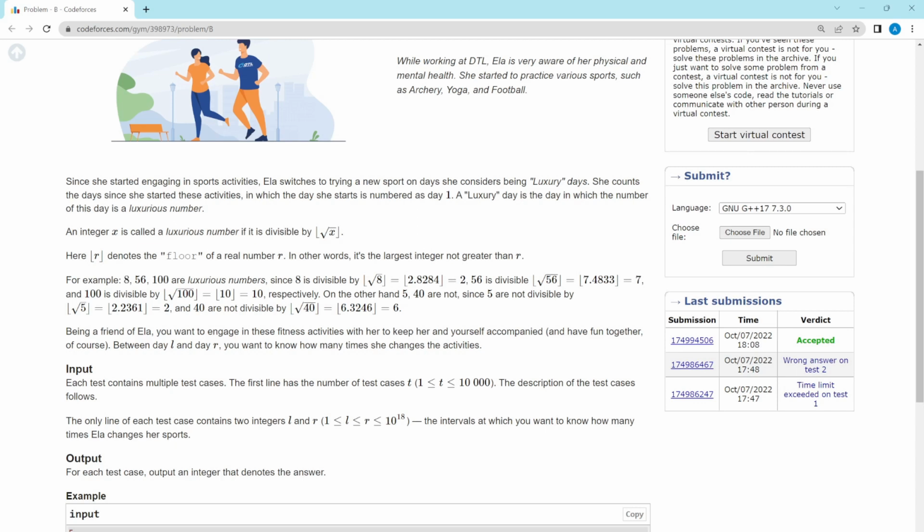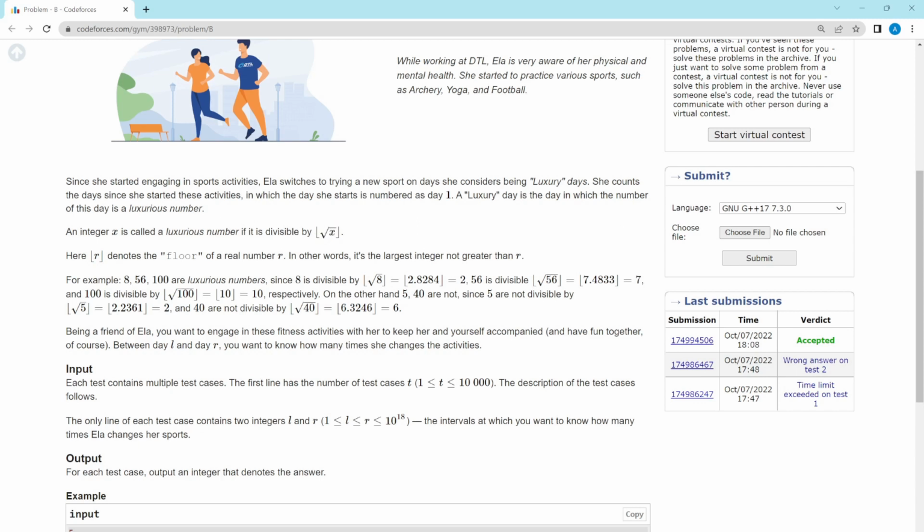Similarly, the floor of the square root of 56 will be 7, because 56 lies between 7 square and 8 square, which is between 49 and 64. And when the number is a perfect square, you take the square root as it is. So 100 is 10 square, and the square root of 10 square is 10. And these are the values of the square root of x floored.